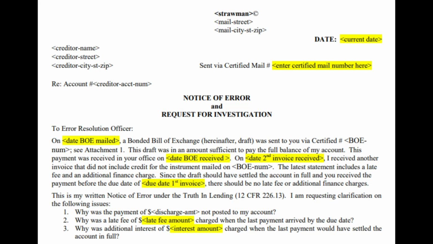I received another invoice that did not include the credit for the instrument mailed on, whatever your BOE number is. The latest statement includes a late fee and an additional finance charge. Since the draft should have settled the account in full, and you received the payment before the due date, whatever the date was on it, there should be no late fee or additional finance charges. This is my written notice of error under the Truth in Lending Act, right?